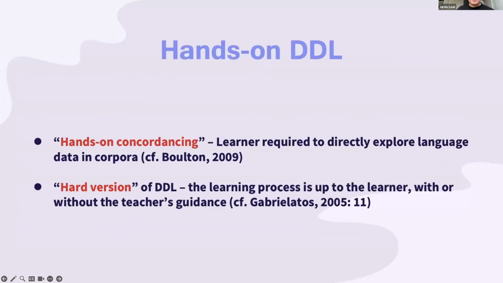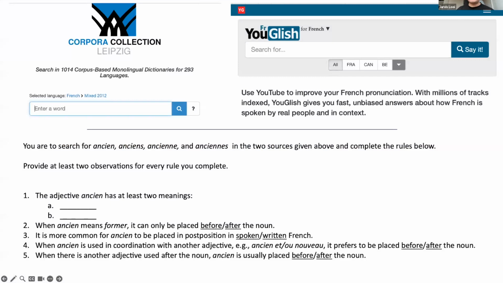Now, approaching the end of the presentation, I would like to show you how hands-on DDL can be made possible using freely and easily accessible resources online. In hands-on DDL, the learner is required to directly explore language data in corpora. This is the hard version because the learning process is up to the learner, with or without the teacher's guidance. Using free-of-charge tools like Corpora Collection Leipzig and English for French, we can construct an activity where the learners complete the grammatical rules for placing ancien.